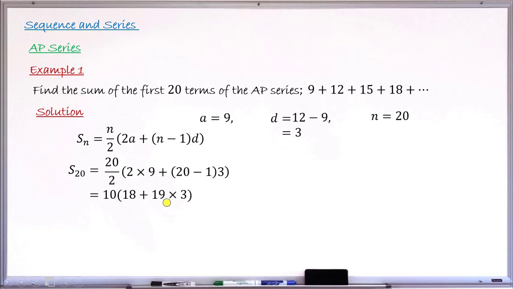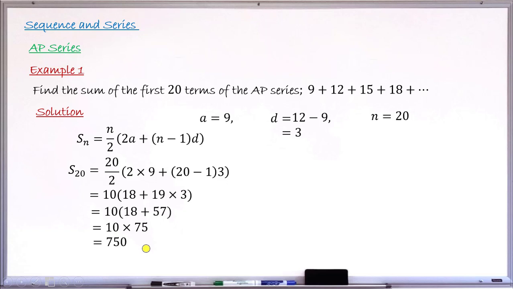So what I'm going to do next is to perform this multiplication before the addition. So I'm going to have 10 multiplied by bracket open. Inside the bracket is 18, which I copied, plus 19 times 3. That gives you 57. So I'm going to add 18 and 57 together, then later multiply by 10. So I'm going to have 10 multiplied by 75. 75 is the result of 18 plus 57. This multiplication 10 by 75 gives answer 750. So the sum of the first 20 terms of this series is 750.